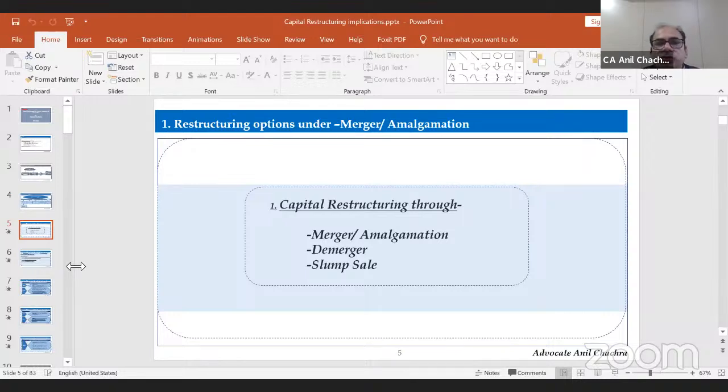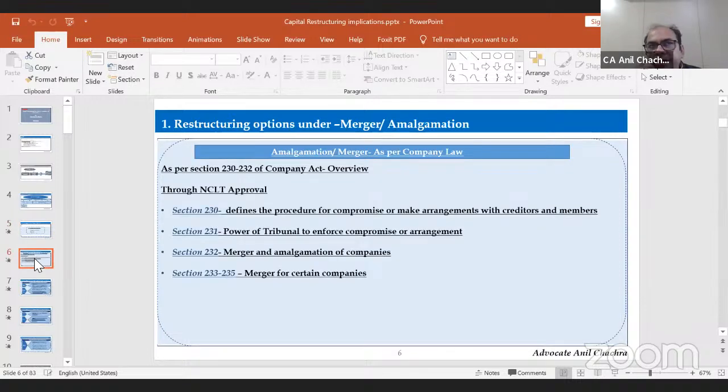Capital restructuring through merger, demerger, or by way of slump sale. Under the Companies Act, there are sections 230 to 232, which prescribe the procedure for how this amalgamation or restructuring can be carried out with the approval of the NCLT. There are further sections 233 and 235, which are specifically for certain types of companies. The idea is just to give a brief about how the company can do the restructuring as per the Companies Act with NCLT approval. So these are the sections under which the company can do its restructuring.